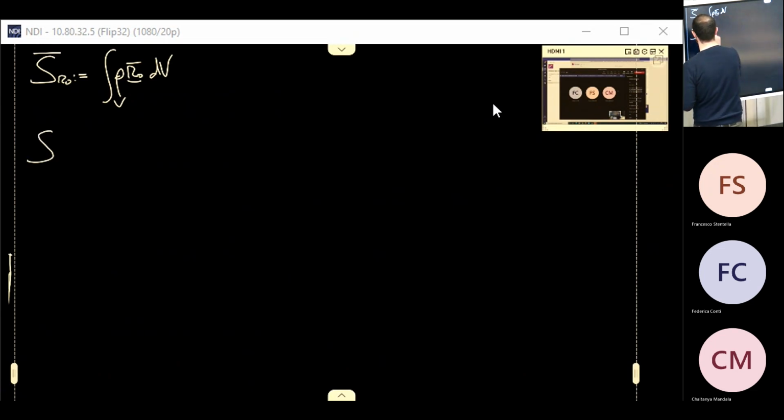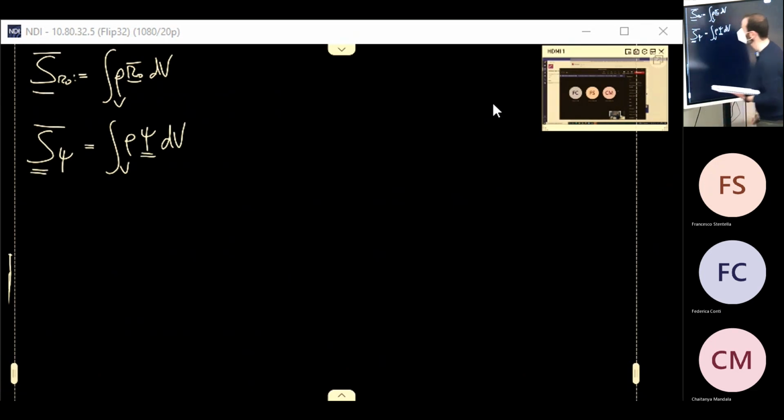While S over bar psi was by definition the integral of rho psi in the V. But now we have R0, of course, but we also have psi, because psi is the shape, the inertia shape matrix that we have already defined. We have already estimated it in the previous lecture.